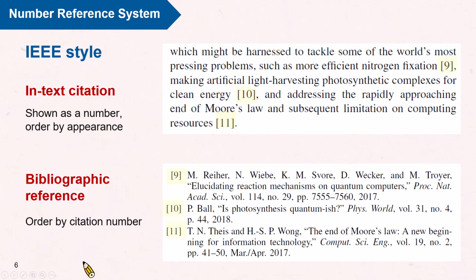Another style is the number reference system. Here is an example of the IEEE style. The in-text citation is shown as a number, ordered by appearance. The references are ordered by the citation number.